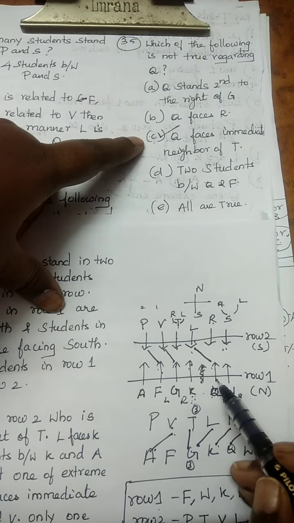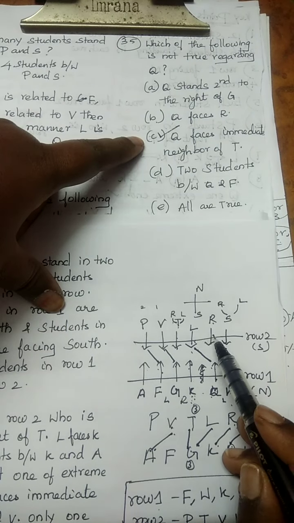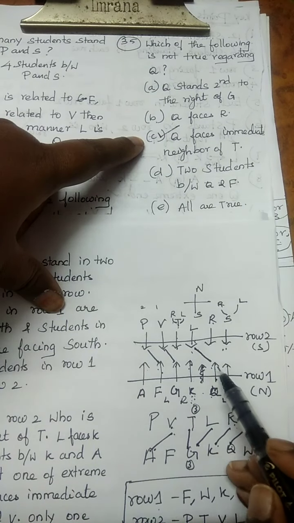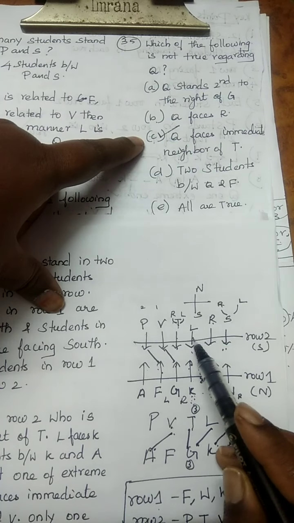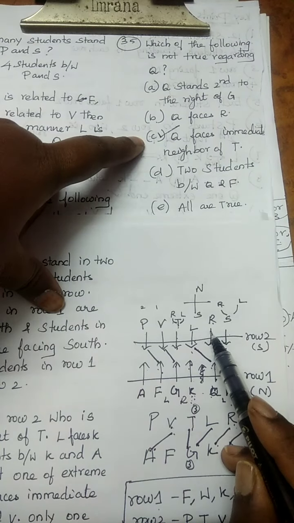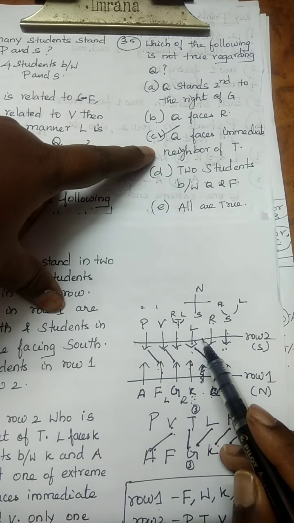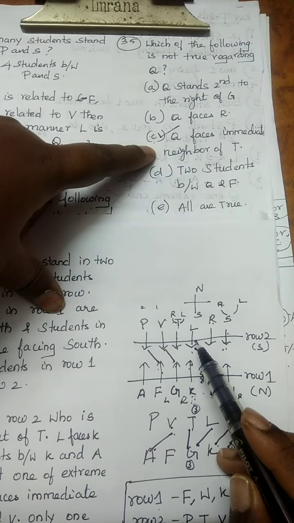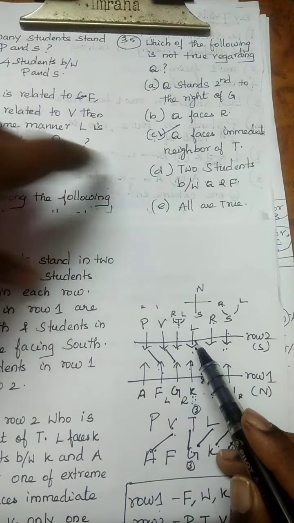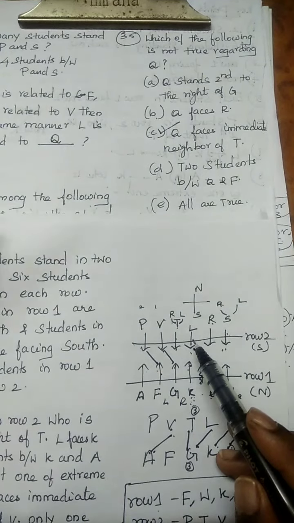C is not true. Q faces the immediate neighbor of T. Q faces R, but R is not the immediate neighbor of T. R is the immediate neighbor of either L or S. So option C is not true. Option C is not true regarding Q.